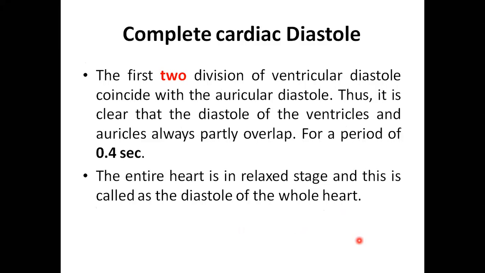So in this way, complete cardiac diastole takes place. The first two divisions of ventricular diastole coincide with the auricular diastole. Thus, it is clear that the diastole of the ventricles and the auricles always partly overlap for a period of 0.4 second. In this 0.4 second both the auricles and both the ventricles are in the relaxed stage, and hence we call it complete cardiac diastole. The entire heart is in a relaxed stage here.